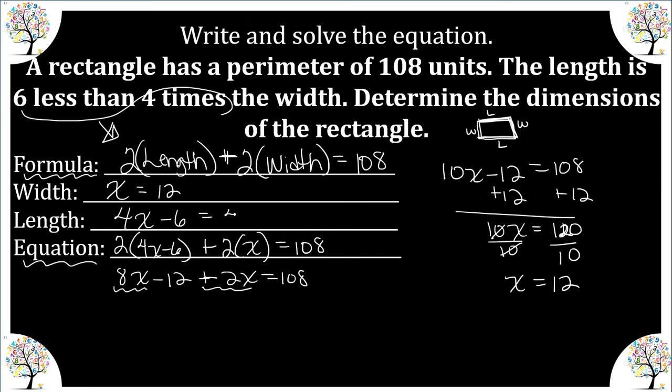And the length is going to be 4 times 12 minus 6. So 4 times 12 is 48, minus 6 gives us a length of 42. So the length is 42 and the width is 12. And if we were to add all these around, we would get the 108.